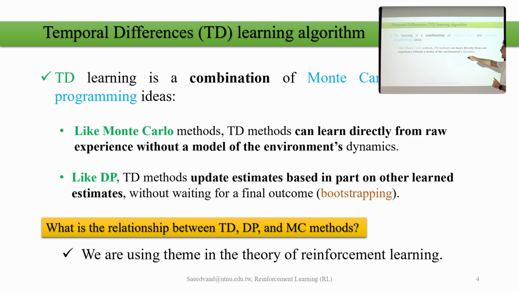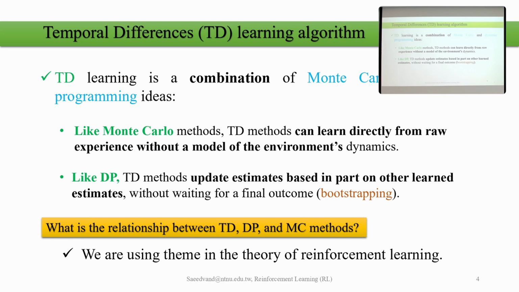So we say, okay, like Monte Carlo methods, TD methods can learn directly from raw experiences without a model of the environment. I already mentioned to you, so it is model-free. When TD learning is model-free, it means that we don't need transition probabilities and the dynamics of the environment. Actually, we don't want to give a lot of information to the agent. We just say, okay, this is the environment, interact, get reward, and learn what to do. So based on that, it looks like the Monte Carlo approach.